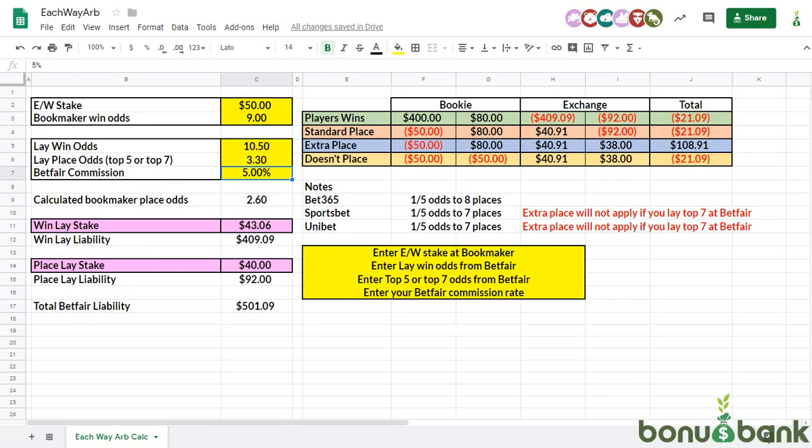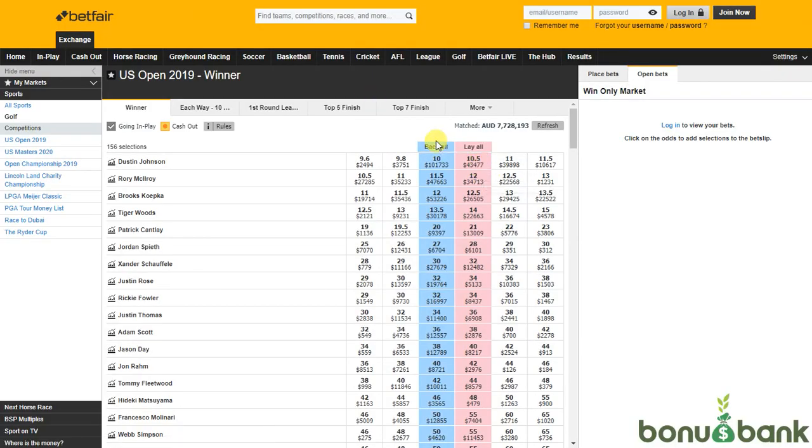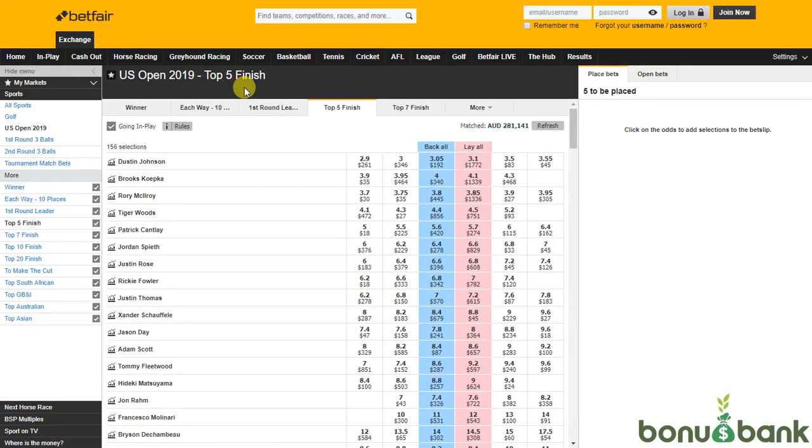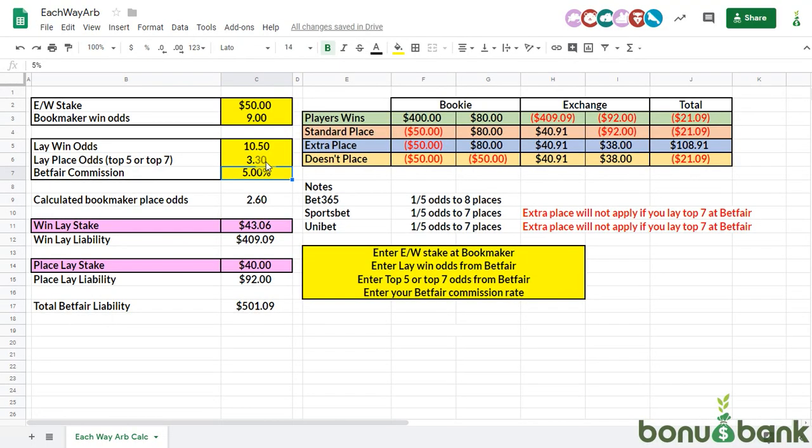So this is the calculator that MT985 has done for us, and I've got the odds in here for Dustin Johnson, who's the favourite at the moment. So you can see that the bookmaker odds that we saw a moment ago at Bet365 are 9.00. If I come over to Betfair, you can see that his lay odds are 10.5. And then this is the top 5 finish market, one of the place markets that we can use. So he's 3.1 to finish in the top 5. Actually that's decreased since earlier, so I can put that in at 3.1.